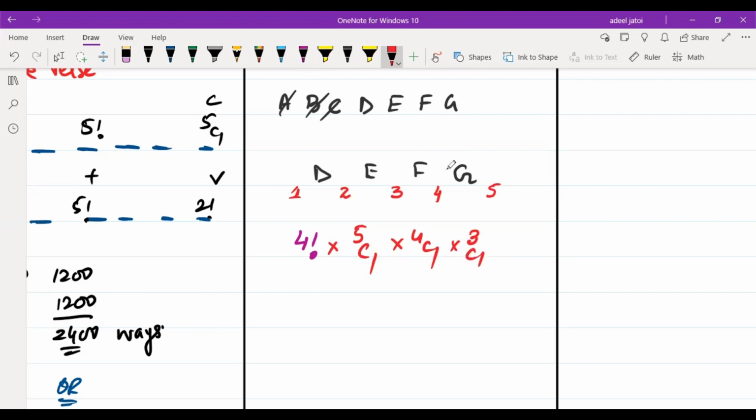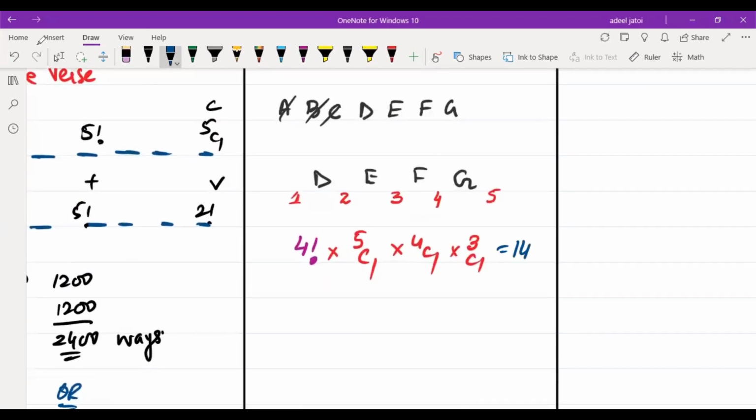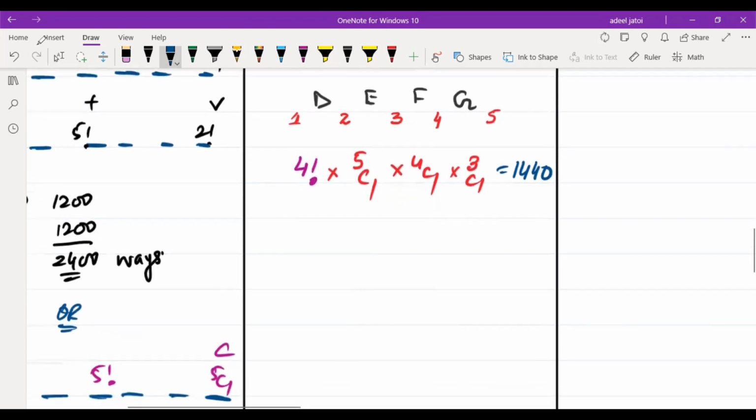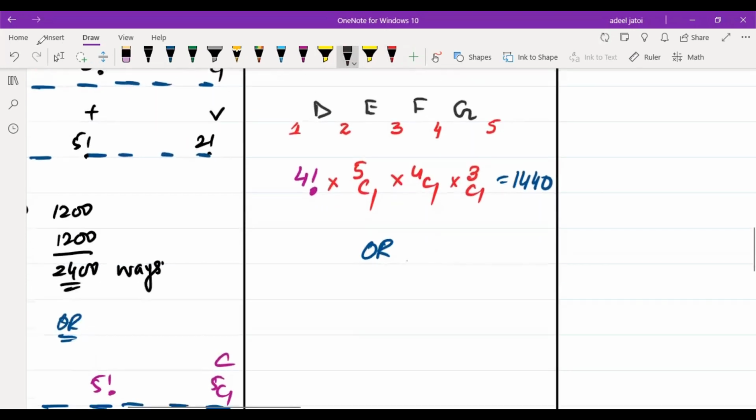So considering just the example, 4 factorial for movement of D, E, F, G, because these will be moved. 5C1 is for A, 4C1 is for B, and 3C1 is for C. That means putting down A, B, C in different gaps. These are your gaps. So we have in total 5 gaps. So the end result for this will be 4 factorial times 5C1, 4C1, 3C1, which is 1440.